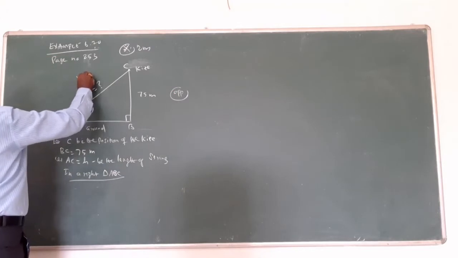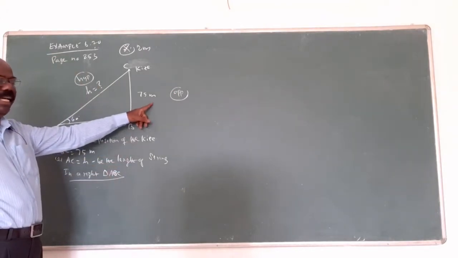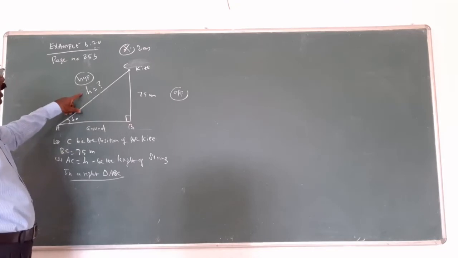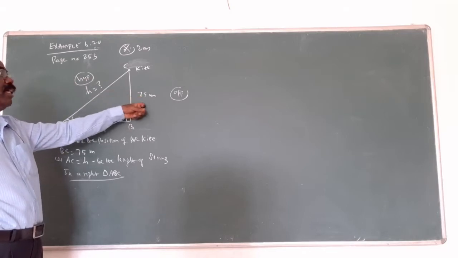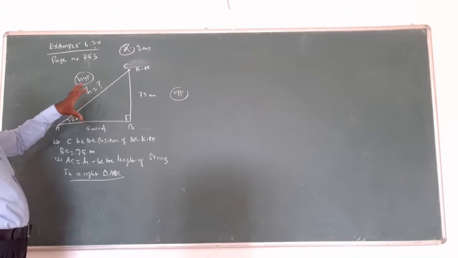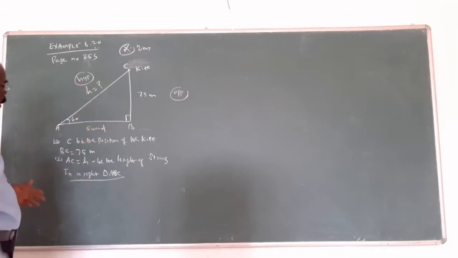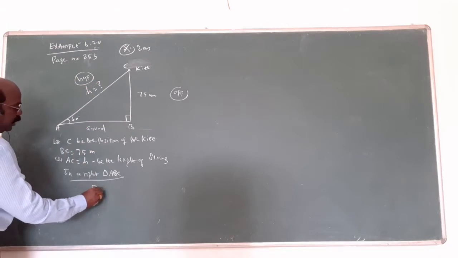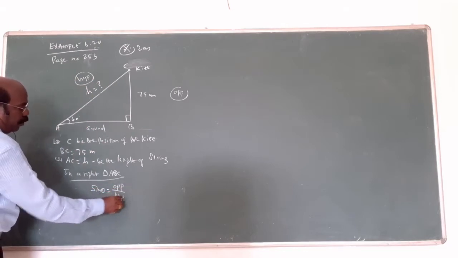This is the hypotenuse. Now, opposite is given, 75 meters. The length of the string is asked, the hypotenuse. What formula is here? Sine formula only. Opposite by hypotenuse. But depending upon the diagram, you may use the formula. This is called adjacent. The adjacent is not given, not asked. That's why sine theta equals opposite by hypotenuse.